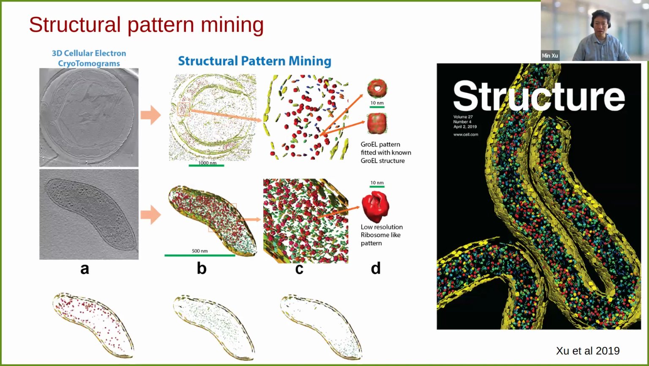This is an example of such a structural pattern mining analysis result. The left are two slices of two 3D tomograms of two bacterial cells. By applying our structural pattern mining methods, we are able to detect tons of different structure patterns, among which one pattern we found is very interesting. It has a structure that very well fits the crystal structure of its Cryo EL complex. There is another pattern we found that fits very well the low resolution structure of ribosome. In addition, the patterns detected in those single cells also have very distinct spatial distributions as shown in the bottom figure.